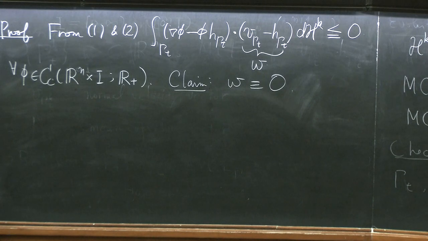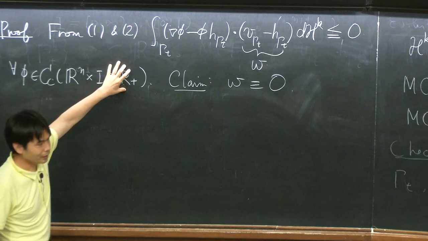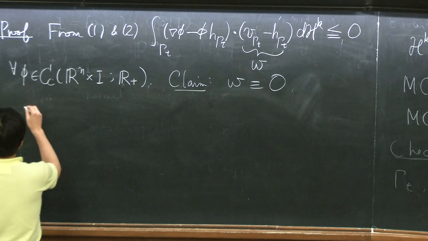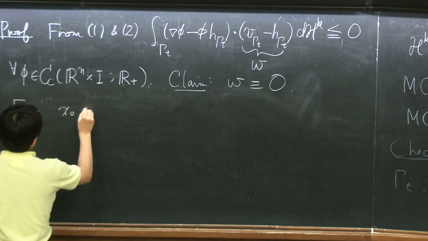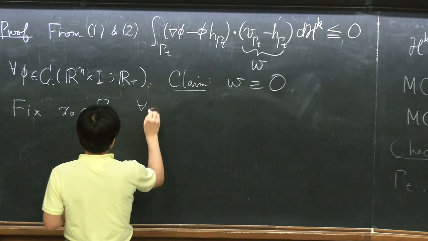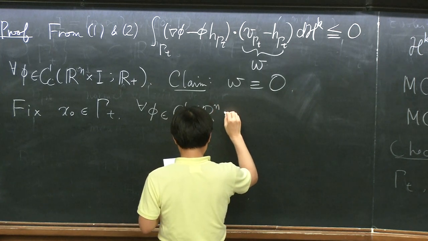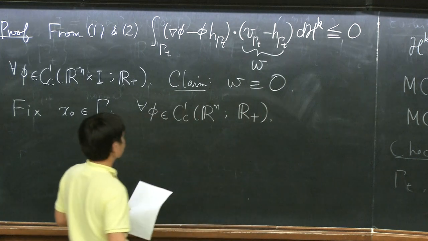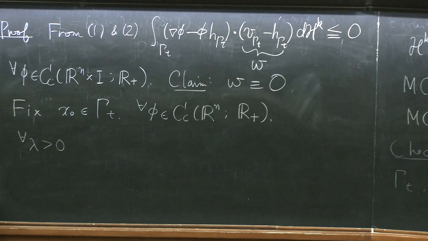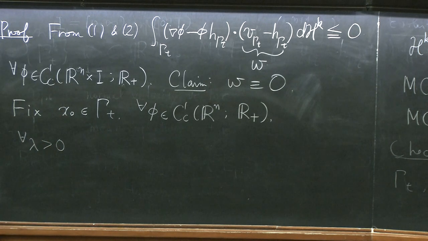Why is this so? Because this actually follows from scaling. Note that this has to be non-negative, so that's the only trick here. There's a reason for this. Now just fix any arbitrary point on gamma t, and choose any C1 compact function for the moment. It doesn't have to depend on time. And lambda is arbitrary, which will go to zero later. So just fix x0 on gamma t.